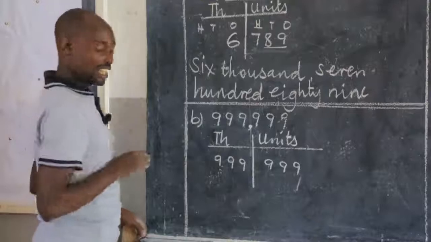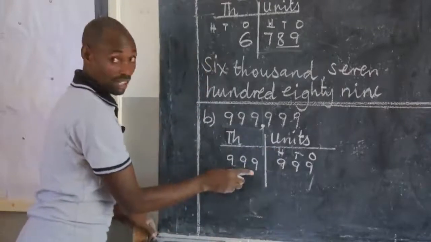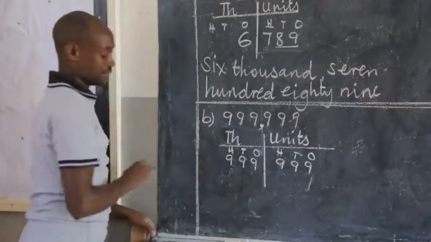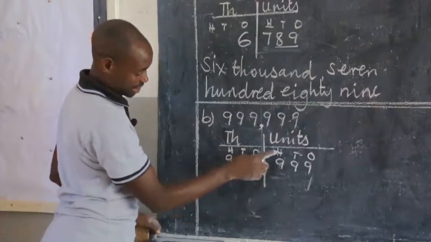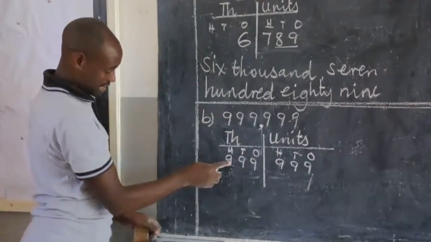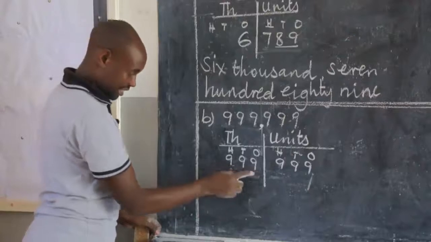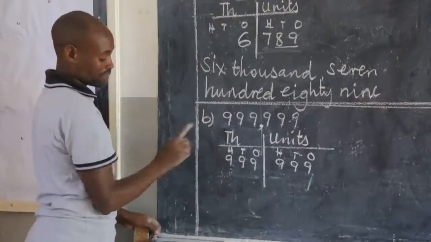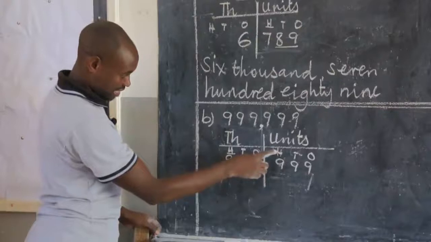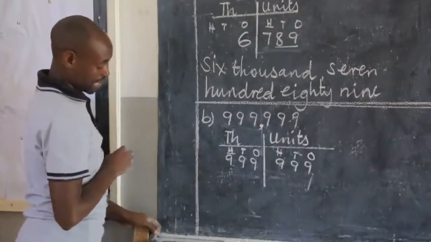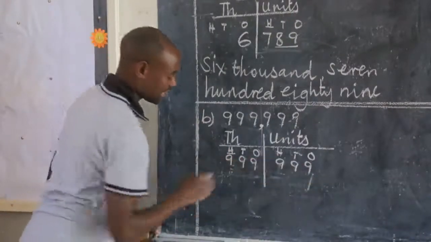9, 9, 9. From the beginning, I have told you that in this we have ones, tens, hundreds. In this we also have the same. Ones, tens, hundreds. So, forgetting all about this, how do we read this one? 999. What about this one? 999. But the difference between this and this is that after reading 999 here, you must mention the place value here. Therefore, it becomes 999,999.